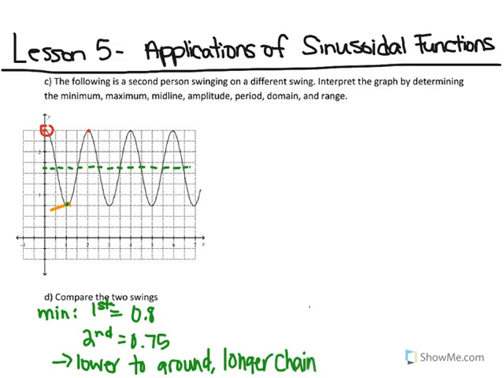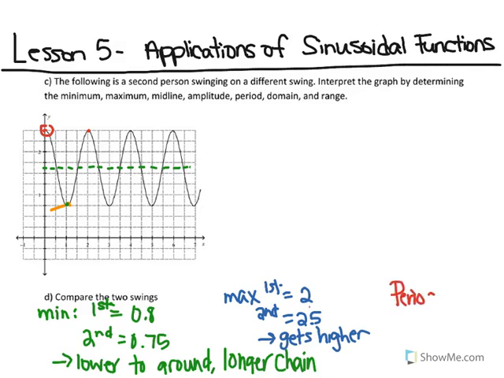Then, if we take our maximums, the first swinger is 2, the second swinger is 2.5. So this person gets higher. And the last thing that we can really look at is our period length. The first swinger's period length is 1.5, and the second swinger is 2. So what this tells us is that the first swinger is swinging faster. They're moving faster. It takes them less time to get through a cycle, or to get through a swing on their swing.